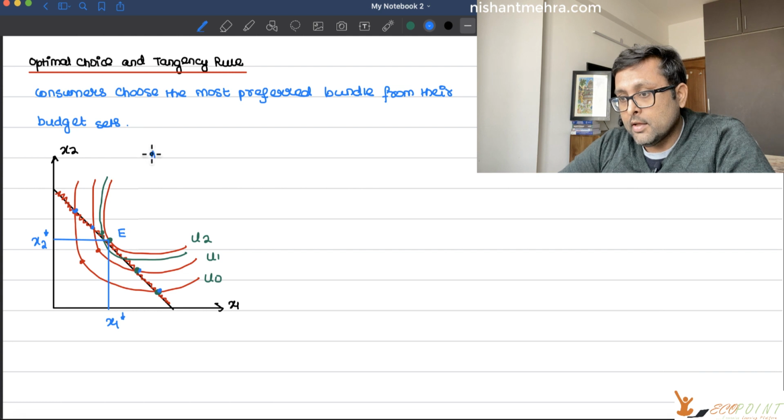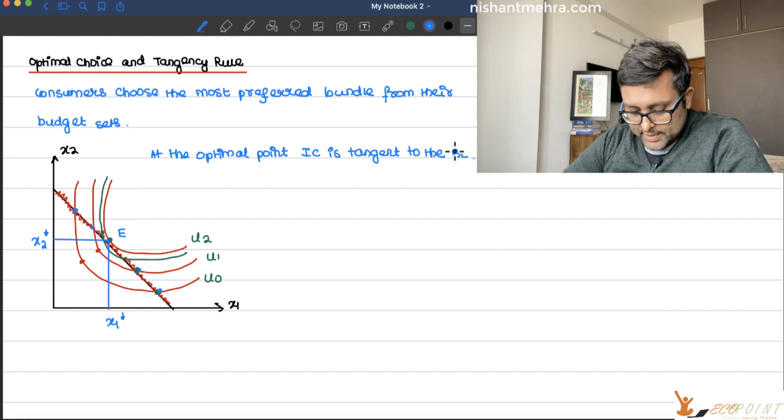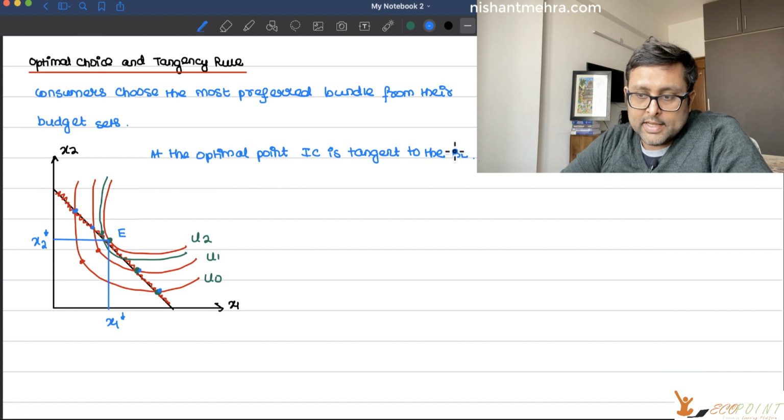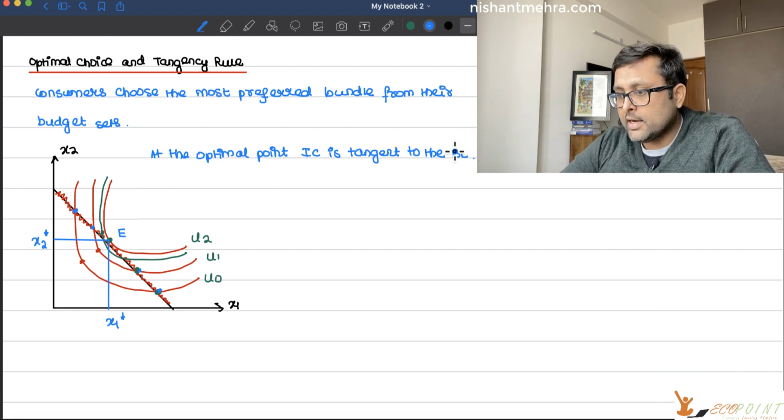So please write. At the optimal point, indifference curve is tangent to the budget line, right? Because if that is not the case, then the indifference curve is going to cross the budget line, and that will not give you the highest utility. Then the question which arises is, will this tangency always hold?